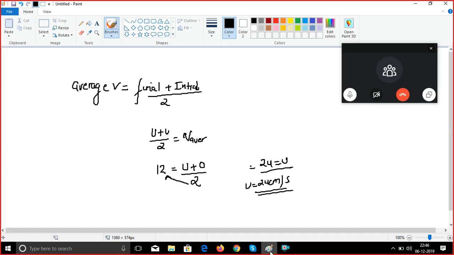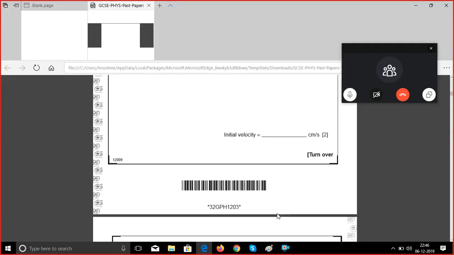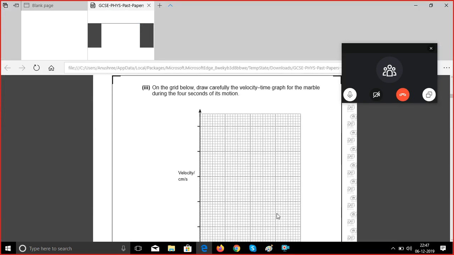Now we go to the next one. Question 3. On the grid below, carefully draw the velocity time graph for the marble during the 4 seconds of its motion.